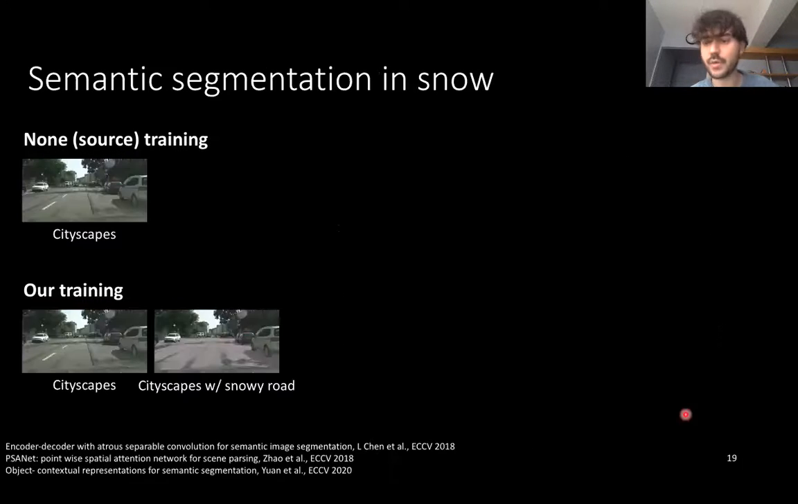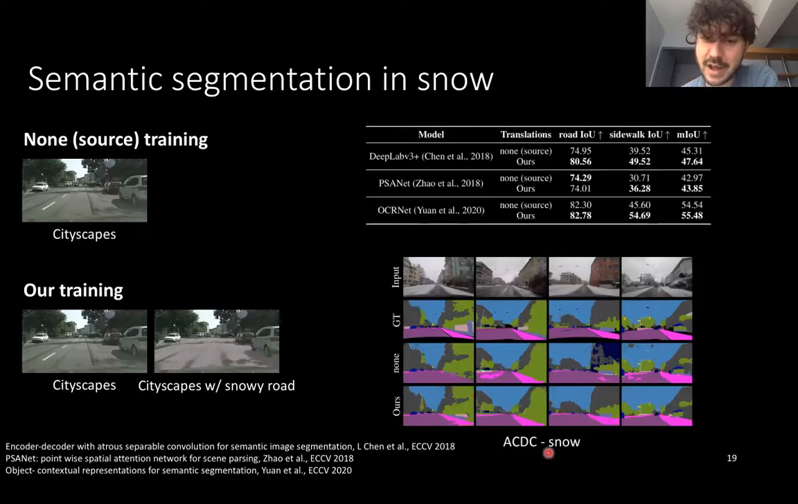We also experiment on semantic segmentation in snow, comparing semantic segmentation networks trained only on Cityscapes images, which is a pretty famous dataset, with our training in which we exploit Cityscapes and an augmented Cityscapes version with snow on the street. At the end, in this test, we test our systems on the ACDC snow dataset, which has only snowy scenes.